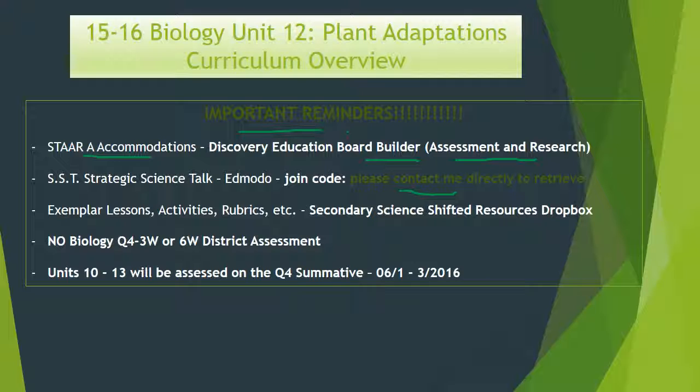If you have any awesome exemplar lessons, activities, rubrics, etc. that you want to share, please upload them to the Secondary Science Shifter Resource Dropbox. I have also uploaded exemplar lessons throughout the year that you can also use in your summit reviews or any other topic review that you may be having leading up to summit. Again, there will be no biology Q for a 3-week or 6-week district assessment. We will have the Q4 summative that will be the last week of school, June 1st to the 3rd, and it will be covering units 10 through 13.